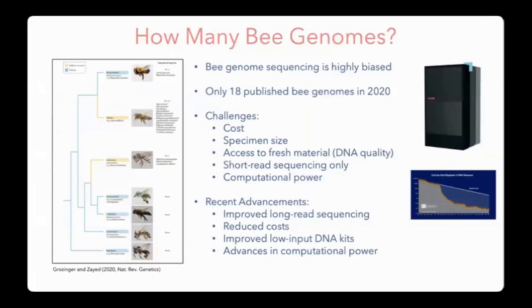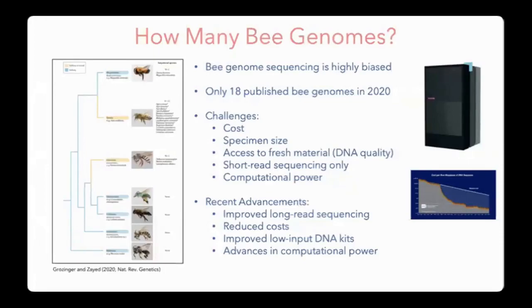So how are we doing in terms of generating reference genomes for bees? Well, until recently, not very good. As of 2020, there were only 18 published bee genomes representing a very taxonomically biased set of genomes, with most coming from social lineages in the families Apidae and Halictidae.